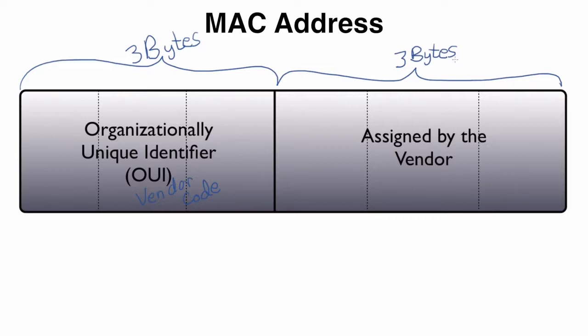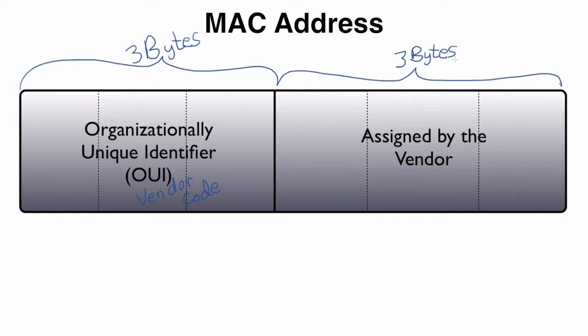And by the way, it's not uncommon for a vendor to have more than one vendor code, more than one organizationally unique identifier, because sometimes companies merge. Sometimes companies just are large and they might need more than one vendor code. That's not a problem at all. It's totally okay for a single company to have more than one vendor code.